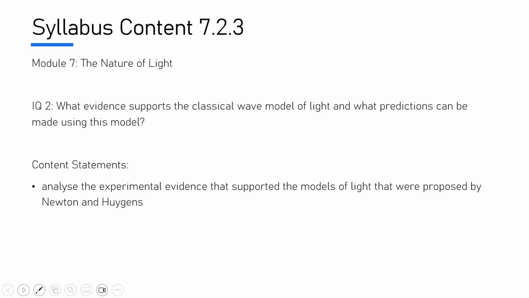However, for inquiry question 2, we're going to go back in time a little bit, and we're going to be looking at the evidence that supported the classical wave model of light and the predictions that can be made with it. And we're going to start today by looking at dot point 7.2.3, which looks at experimental evidence that supported the models of light proposed by Newton and Huygens.